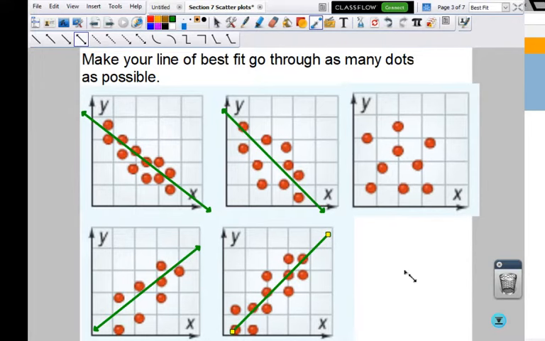What about this one on the far right? Which way are these dots going? Everywhere. They're everywhere. I can't tell. They do kind of look like they're going up a little bit. Maybe my line should be like that. But if you can't see which way you're going, just pick one.